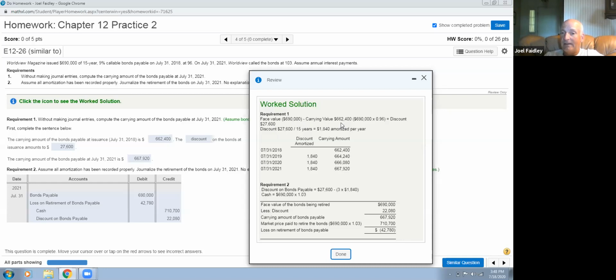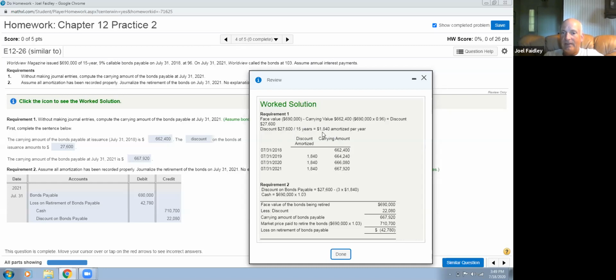Then you're multiplying the carrying value, which is 662.4, right there it is, carrying amount, times... well, no, you don't. Under the effective rate of interest method, all you have to do is the discount is going to be 27,600 divided by 15, since these are 15-year annual interest payments. So 15 into 27.6, there it is.